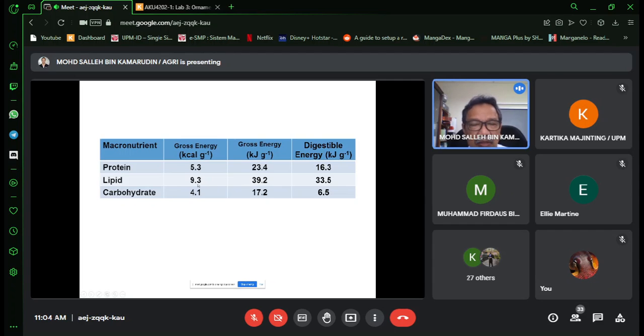Ada yang 9.91, depends pada jenis minyak. Karbohidrat pun gitu juga, ada turun, ada naik, tapi on average is 4 point something. So in your case, nanti you mungkin tak ada peluang untuk melakukan energy determination gunakan bomb calorimeter, maka you kenalah gunakan sifir ni untuk mendapatkan kandungan kalori dalam sampel-sampel yang you ada.